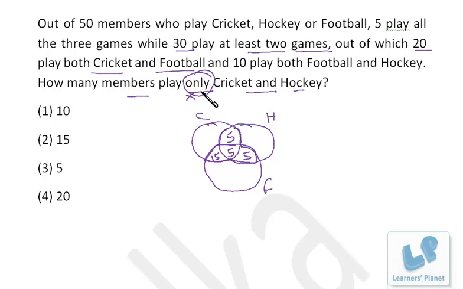But since it is only over there, that means these people should play only 2 games, exactly 2 games, and these 2 games must be cricket and hockey. So that's 5. Okay, so it's so easy once you are able to draw the Venn diagram. I hope it's making sense.